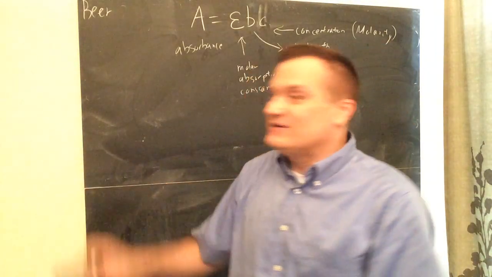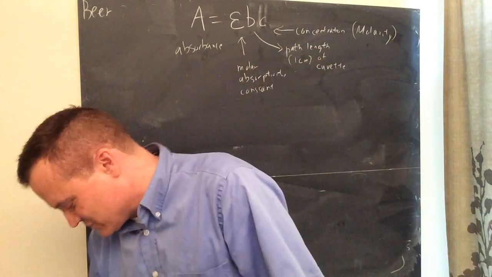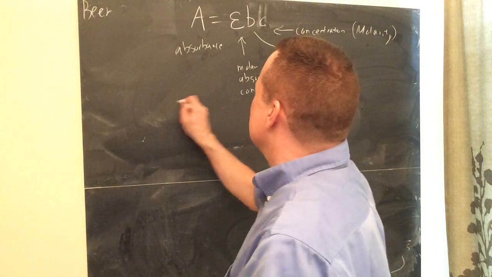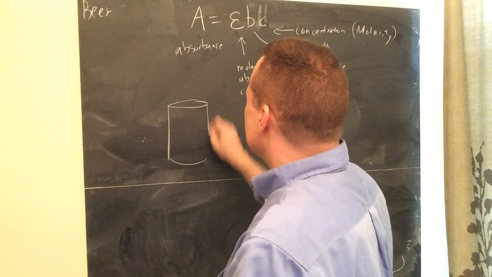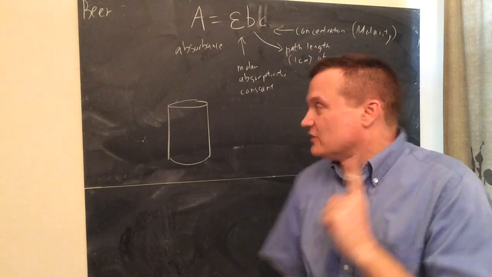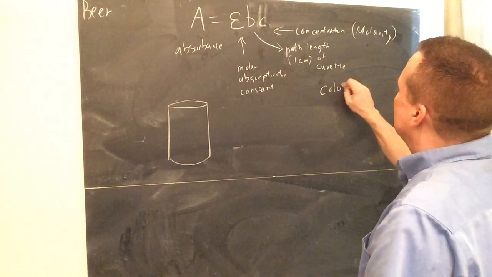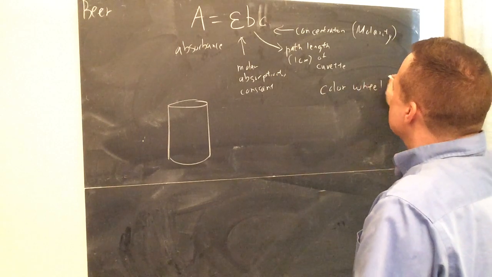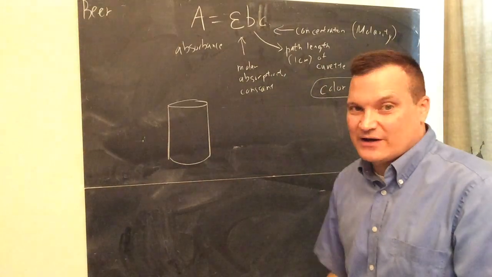Well, it's different in a solution, and let me show you a little picture. I'll try and draw how this would work. I'm also going to draw something called a color wheel. There may be one somewhere in your textbook. You certainly can find one online.